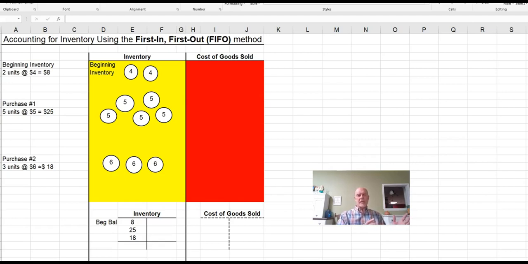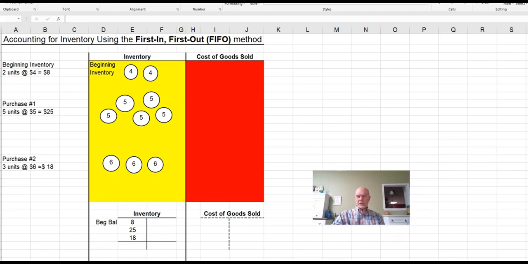So in accounting, we have what we call a cost flow assumption. We make an assumption about what order the items are coming and going. And that makes it easier to account for things. And again, we don't really care exactly which item the customer took. So one of these cost flow assumptions is the first in, first out method. We call it the FIFO method, first in, first out.